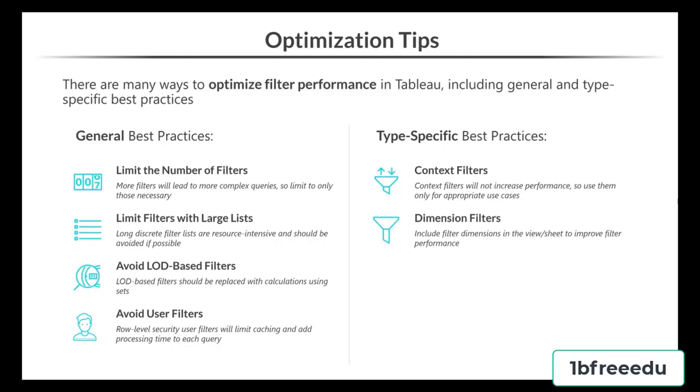One of the best ways to optimize dimension filters specifically is to include the dimension you are filtering on in the sheets themselves. This will prompt the data used in the filter to be queried already just by generating the view. While measure filters are less common than dimension filters, you can still improve their performance by opting for range type filters rather than discrete drop-down lists.